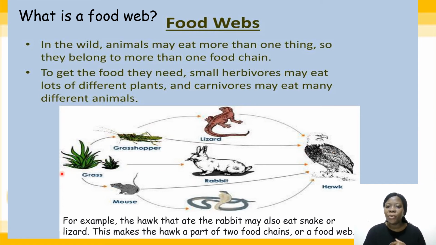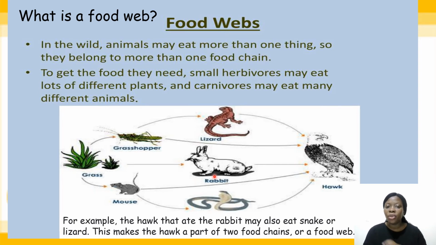Here again in the middle we have another food chain. We have the rabbit that eats the grass, and then the rabbit gets eaten by the hawk. This is another food chain. And finally, we have the mouse that eats the grass, and then the snake eats the mouse, and then finally the snake is eaten by the hawk. This is a compilation. This is a food web.